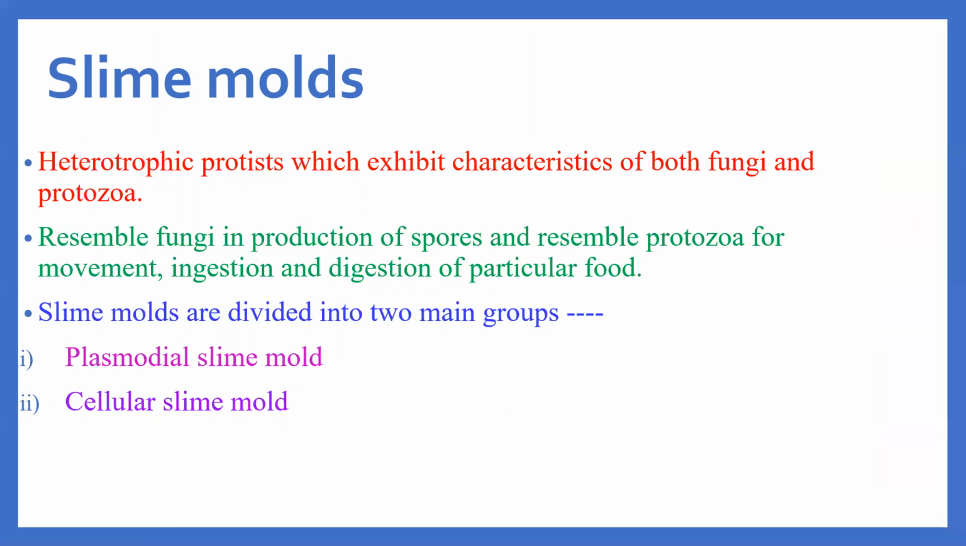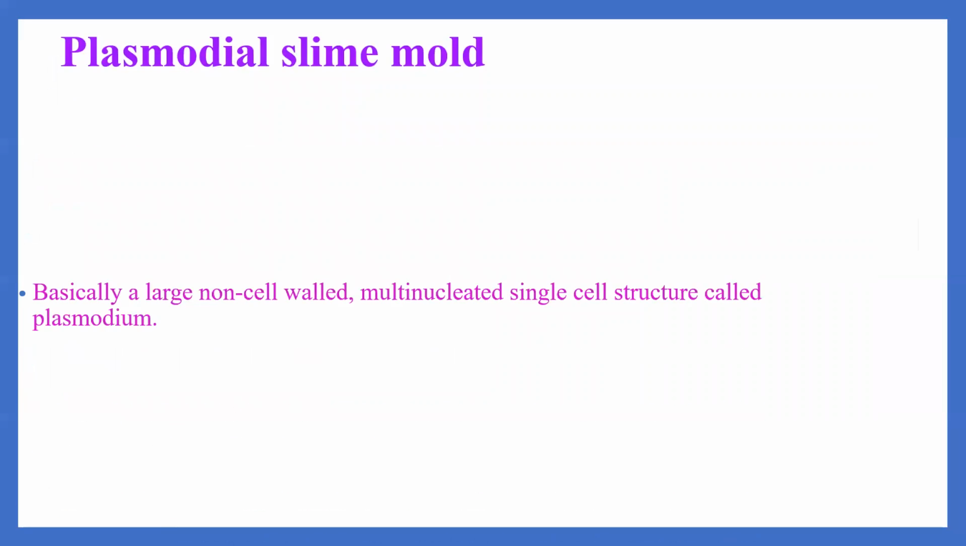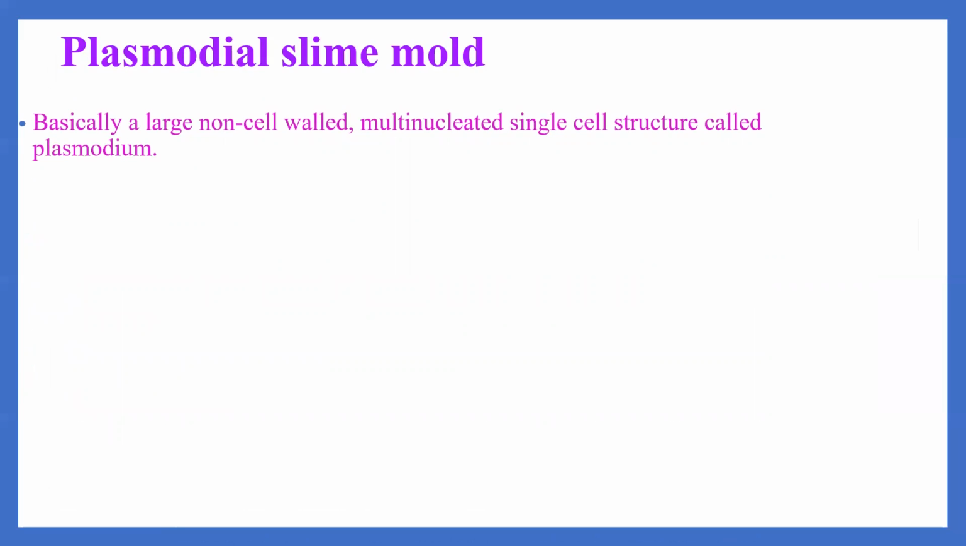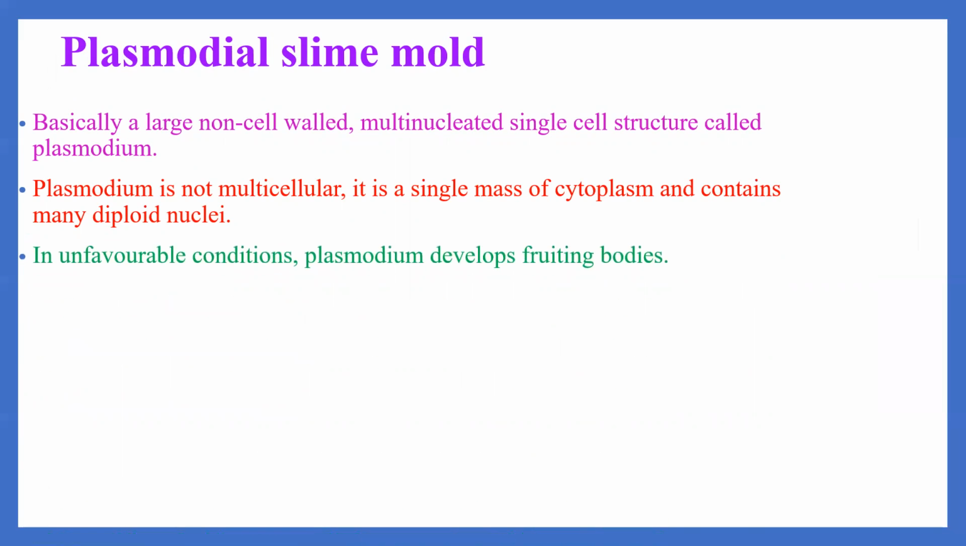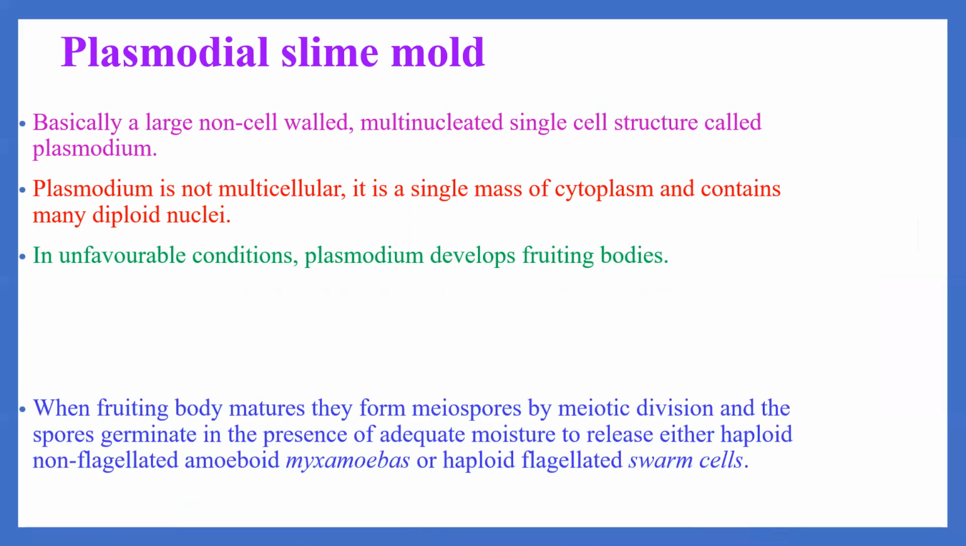Slime molds are divided into two main groups, plasmodial slime mold and cellular slime mold. Plasmodial slime molds are basically a large non-cell-walled multinucleated single cell structure called plasmodium. It is not multicellular, it is a single mass of cytoplasm and contains many diploid nuclei. In unfavorable conditions, plasmodium develops fruiting bodies.